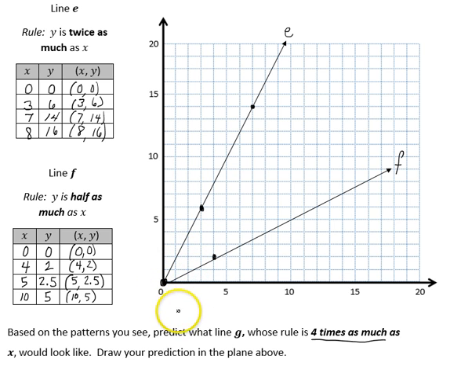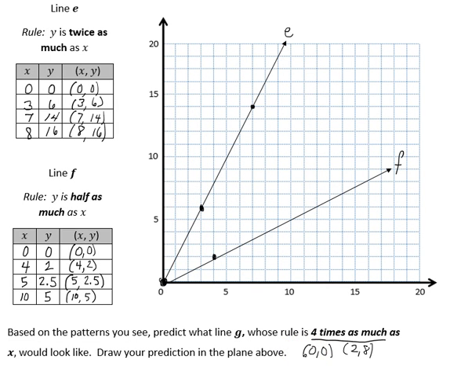So that would be my prediction, that my line is going to be steeper, and it's still going to start at the origin. So for example, if I started with 0 as my x coordinate, well, 4 times 0 is 0, so that would start at the origin. And then let's say I took 2 for my x coordinate. 2 times 4 is 8, so I would plot that over 2, up 8. That would give me that point.